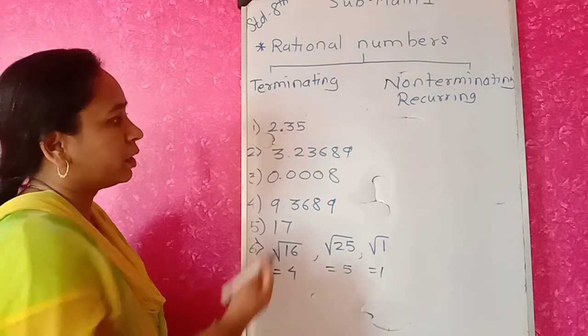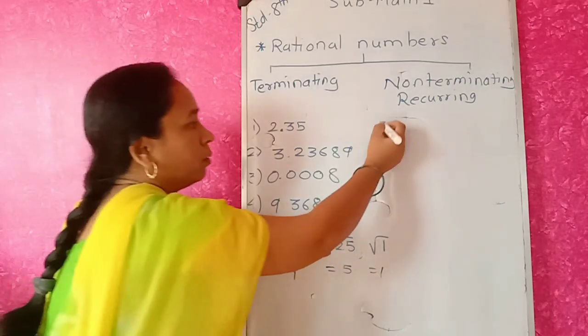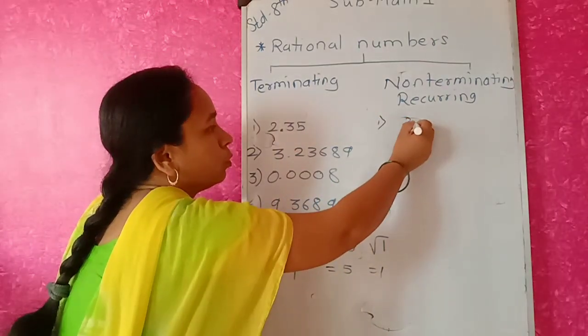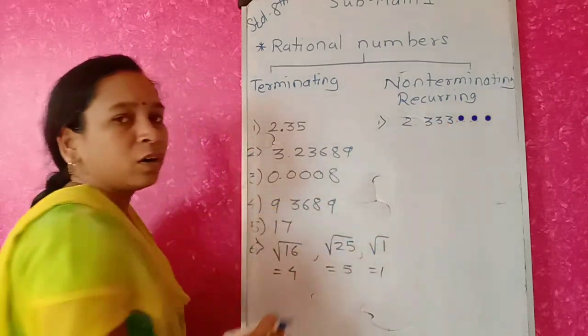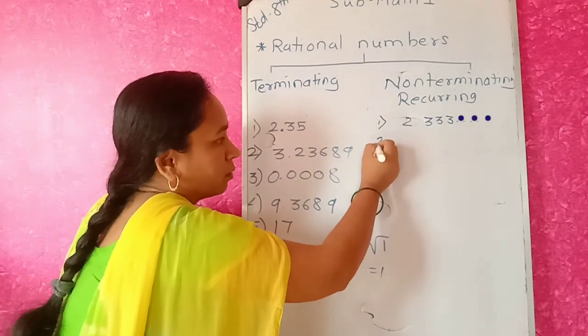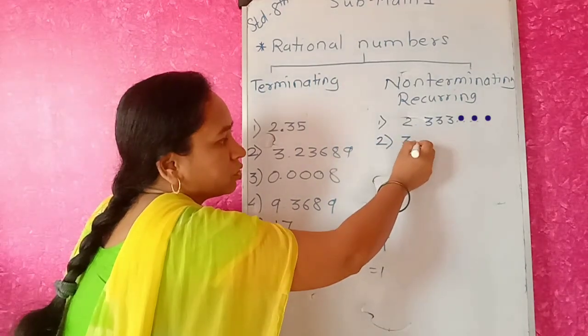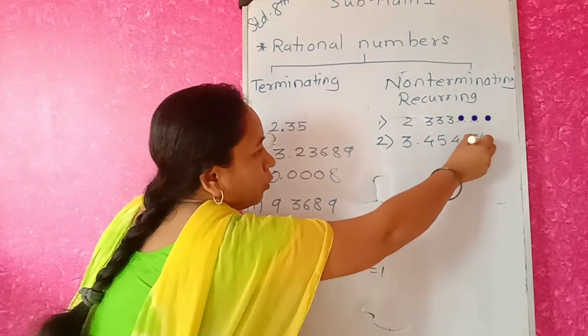Now which are the non-terminating? Here totally they have stopped, that means these are the terminating ones. But the number 2.333 is non-terminating but recurring. The digits are repeating. Sometimes it happens like 3, 4, 5, 4, 5, 4, 5.